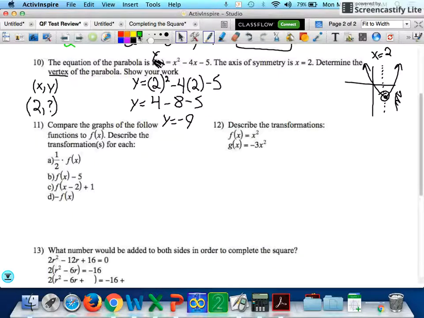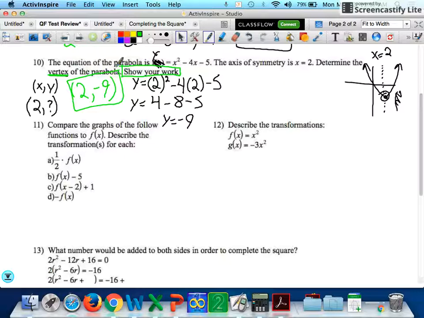And that's the other piece of our puzzle. Therefore, our vertex is (2, -9). Oops. Okay? Now, notice on this problem, show your work. If you literally write on your paper (2, -9), and then you read that and write down, did it in the calculator, that's not what I'm asking for.